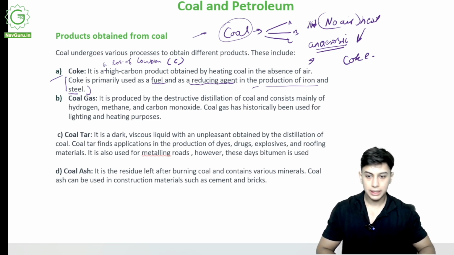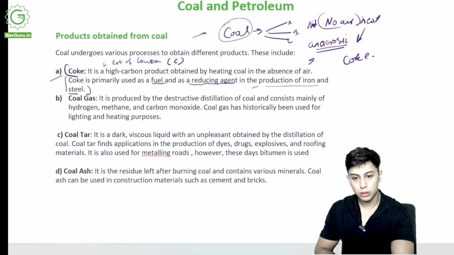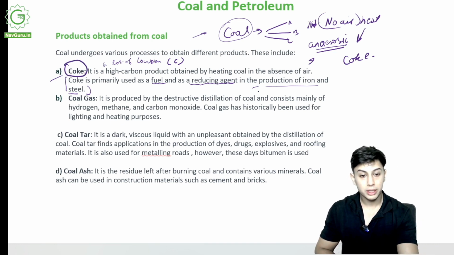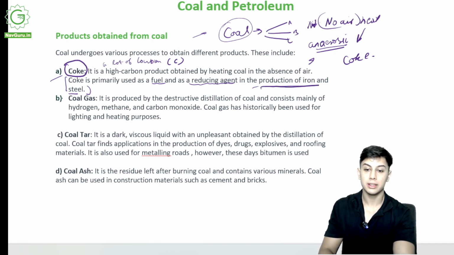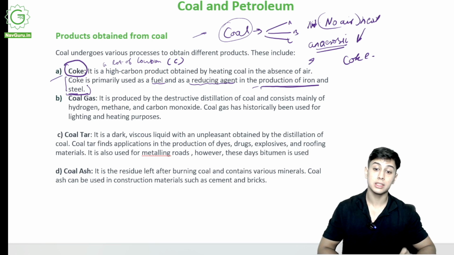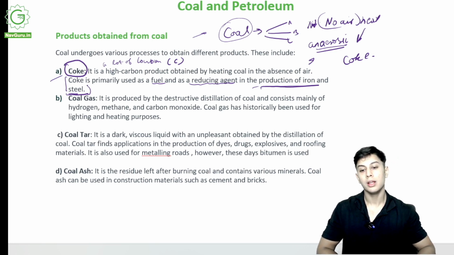That reducing agent is coke. In what production? Iron and steel. So if they ask you, this product of coal is used in the production of iron and steel as a reducing agent. What is this reducing agent? This is coke. Now we come to the second one, coal gas.